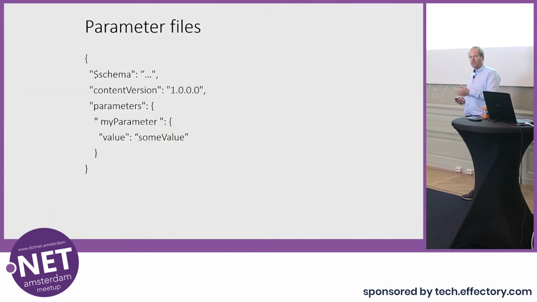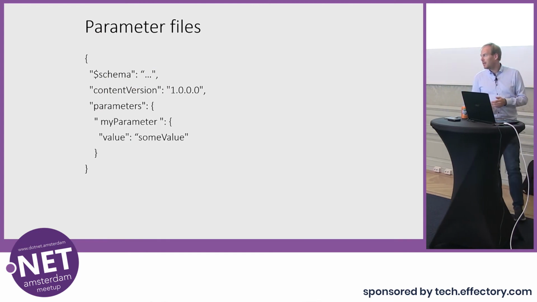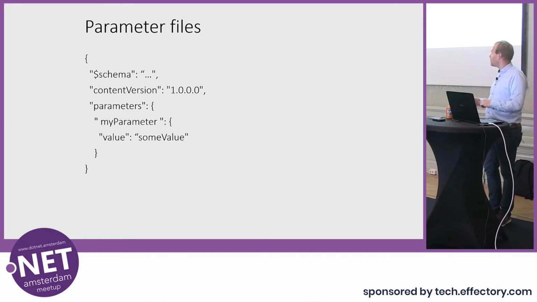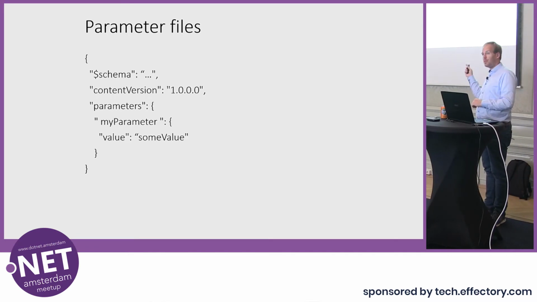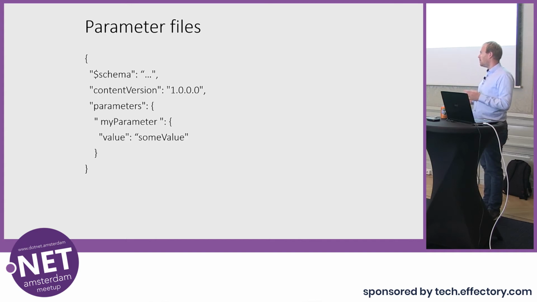And one of the things that I can do is next to the template, I can have multiple parameter files. And in each parameter file, I can specify the values for each parameter, for example, relating to my test environment, or to my acceptance environment, or my production environment. That will work pretty well for things like scale size, naming, but it won't work for secrets.